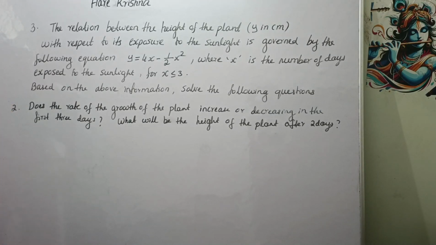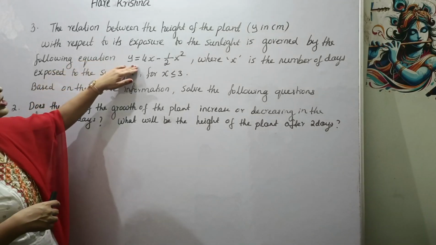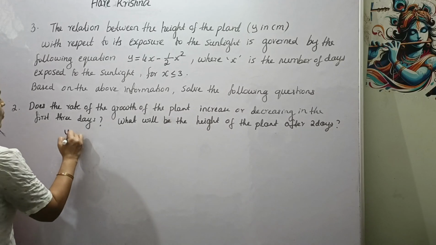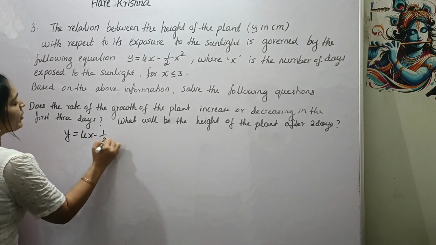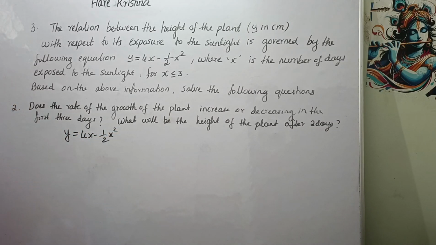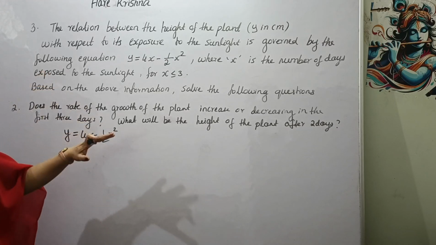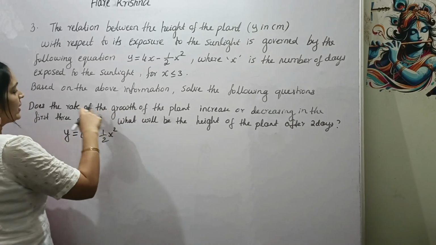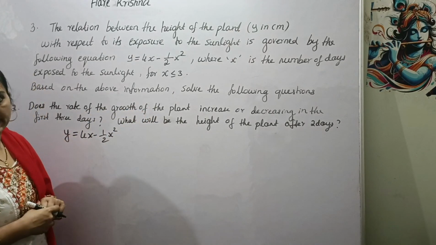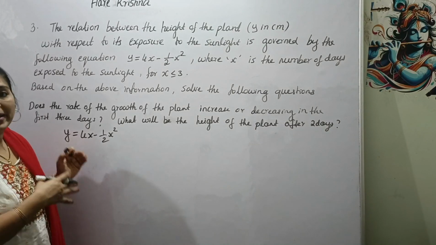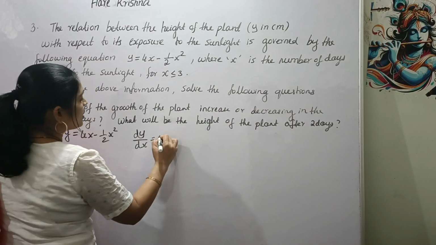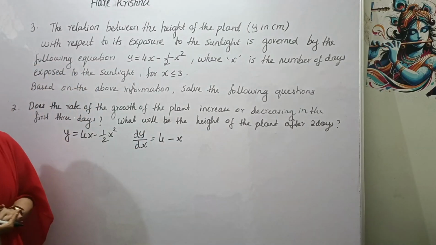Okay, so here let's check what is our function. Here our function is y is equal to 4x minus 1 by 2 x square, right? Now let's find dy by dx. That is the rate of growth of the plant. Here we have to check whether the rate of the growth of the plant is increasing or decreasing. That is nothing but dy by dx, right? So dy by dx is equal to, we have already found, 4 minus x, right?